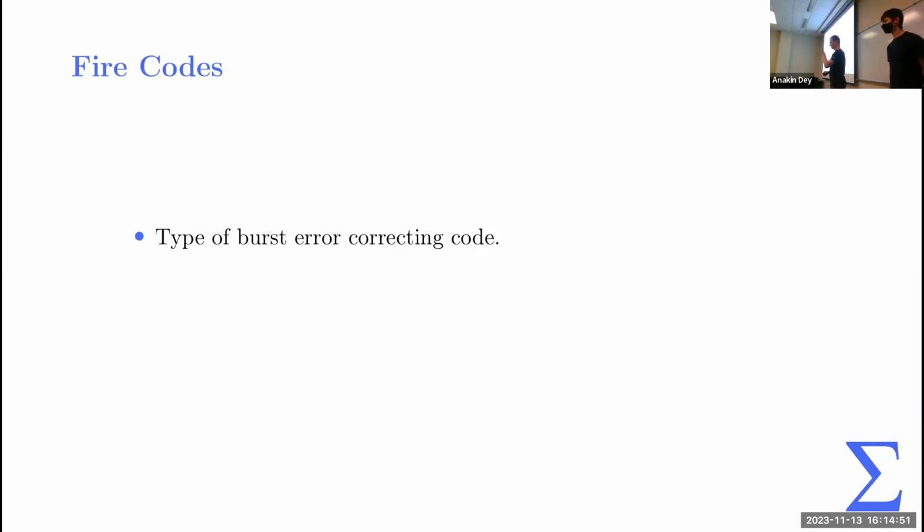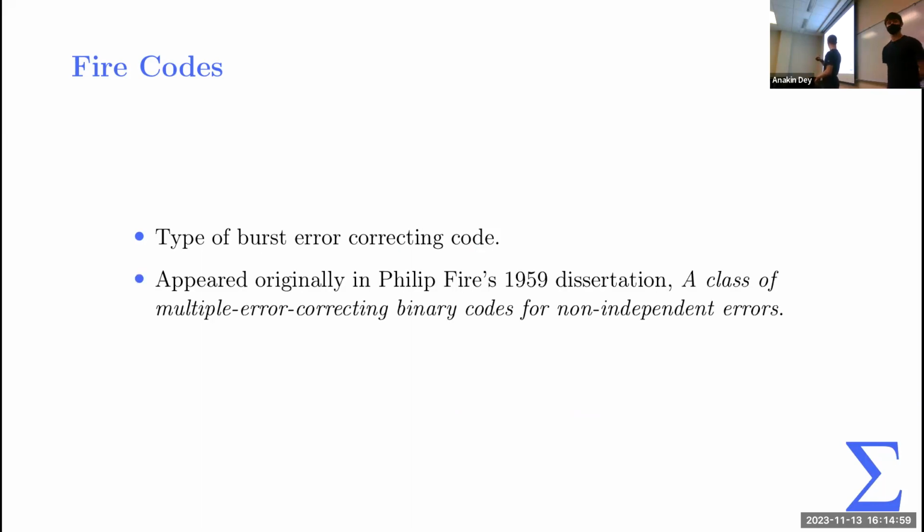Okay, so fire codes are a type of binary burst error correcting code. So it's just 0 and 1 still. Invented by Philip Fire in 1959, so it's been around for a while. I don't think he called it fire codes, but that's what they're called. They're named after him.